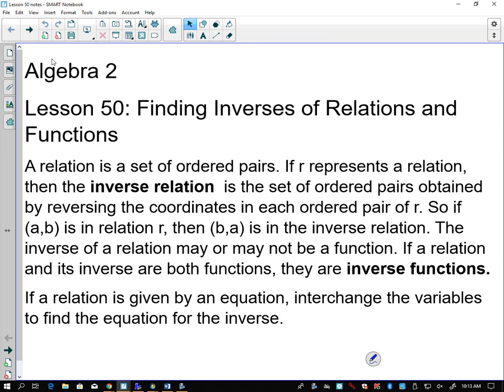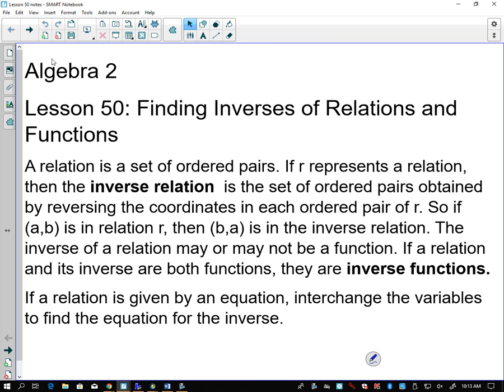All right, so a relation is a set of ordered pairs, right? We can look at a set of data where we have xy, xy, xy, xy, xy, and we can order those according to the domain and the range, correct? Okay, so a relation is a set of ordered pairs. If R represents a relation, then the inverse relation is the set of ordered pairs obtained by reversing the coordinates in each pair of that relation, or R. So if AB is in a relation, then the inverse of that is BA.